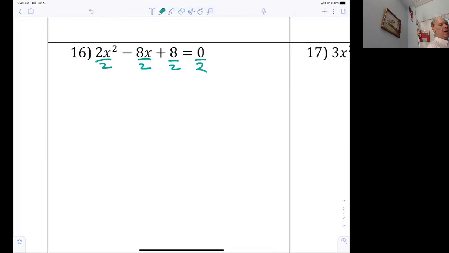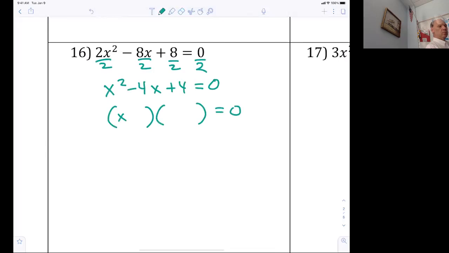So now, what do I get? X squared minus 4x plus 4 equals 0. Yes. Now how am I factoring? What do I got? 2 and 2 both negative.